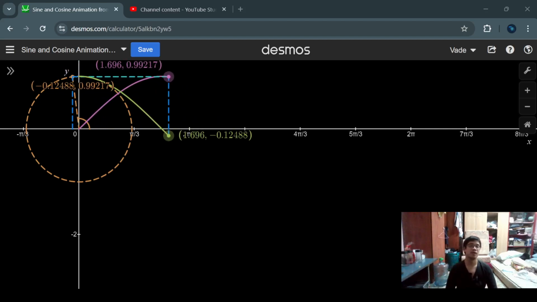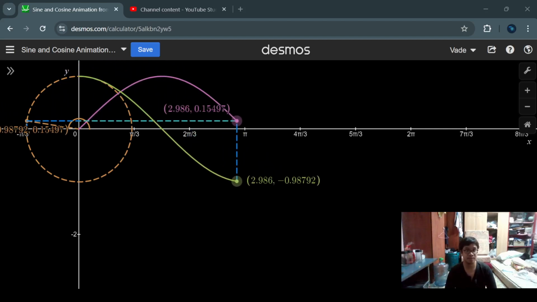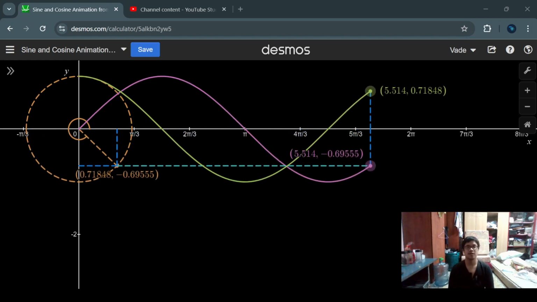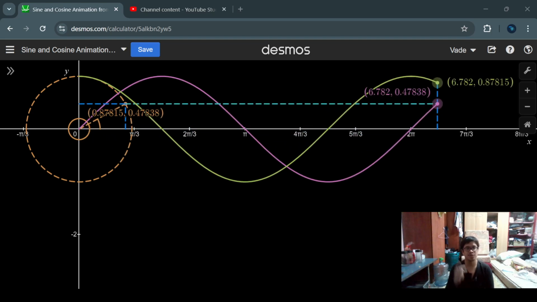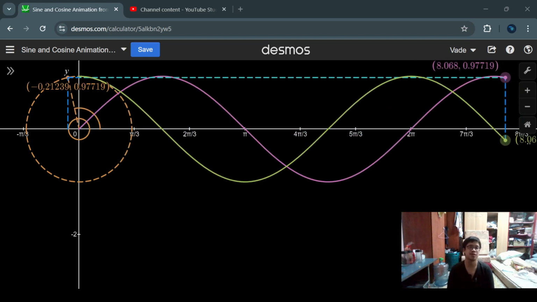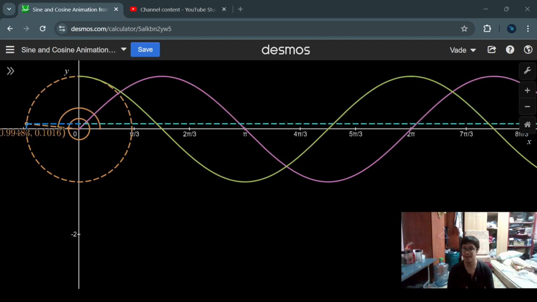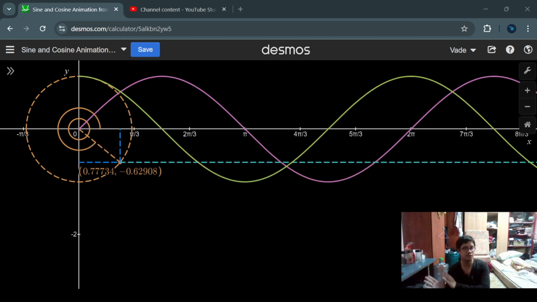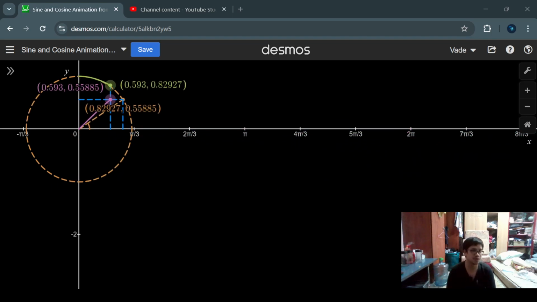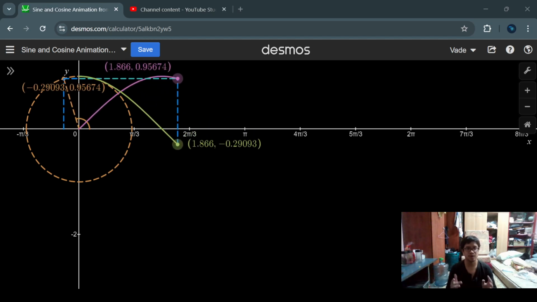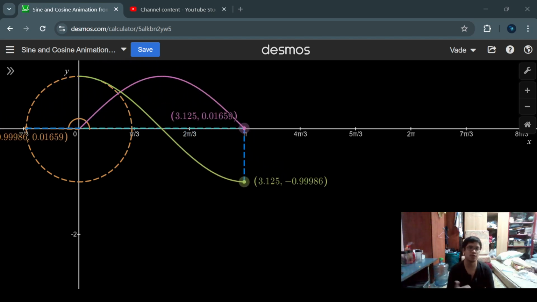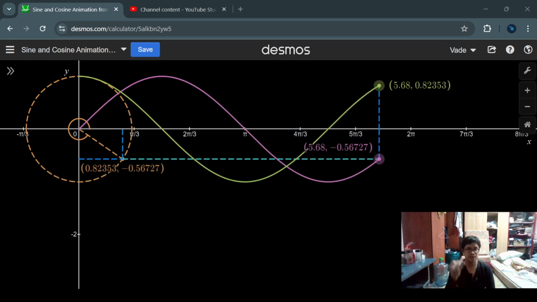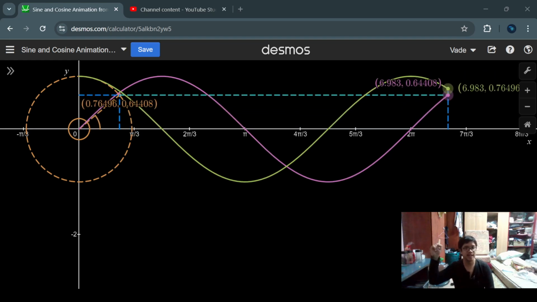Hello everyone and welcome back to the discussion about the graph of trigonometric functions. Last time we introduced two trigonometric functions that we're going to learn how to graph before we learn the other graphs of trigonometric functions. These two functions are the sine function and the cosine function. So you see this animation.